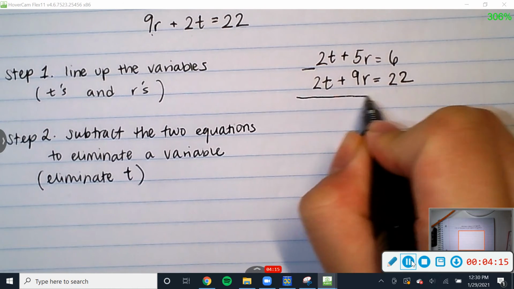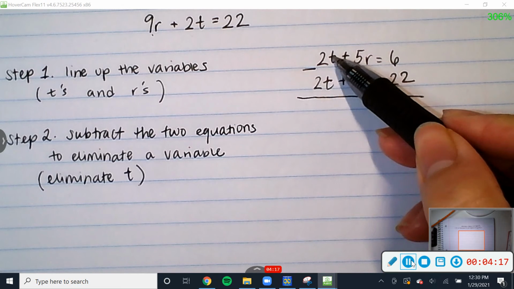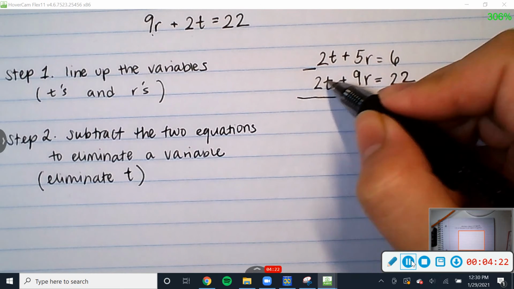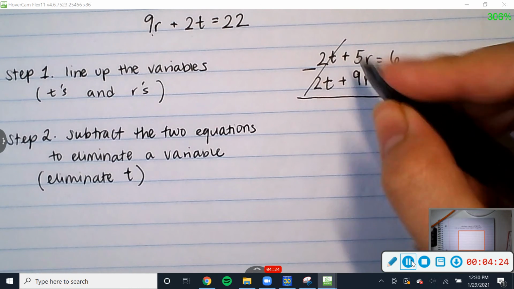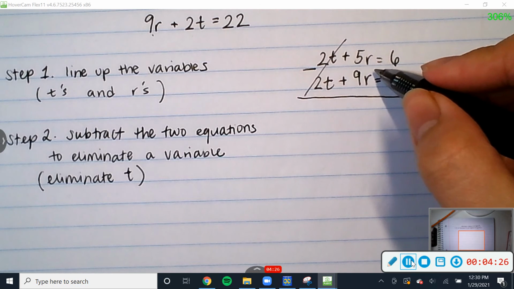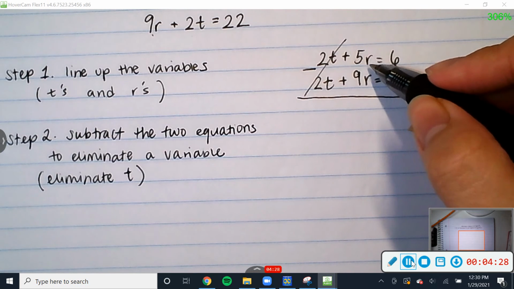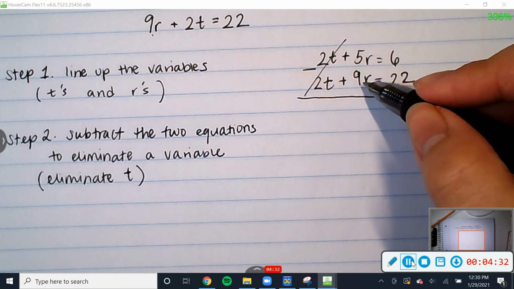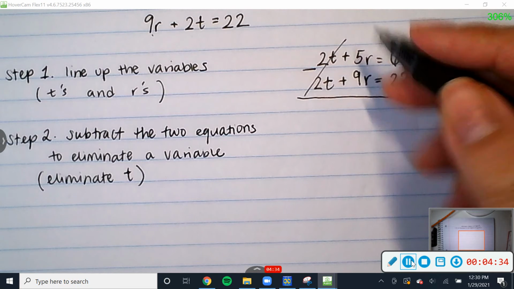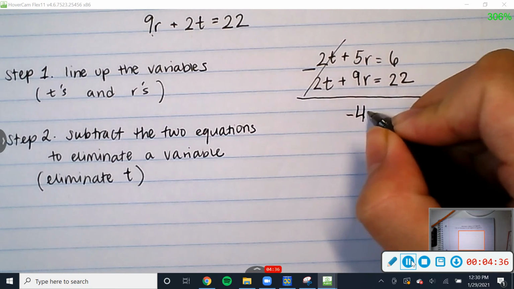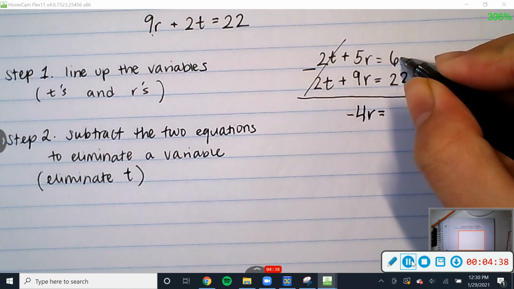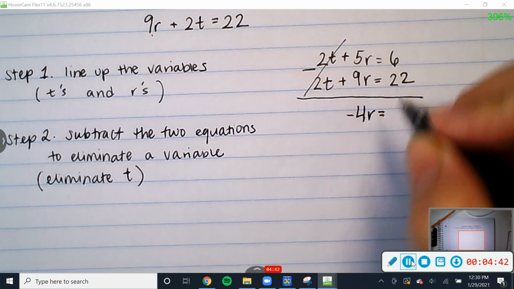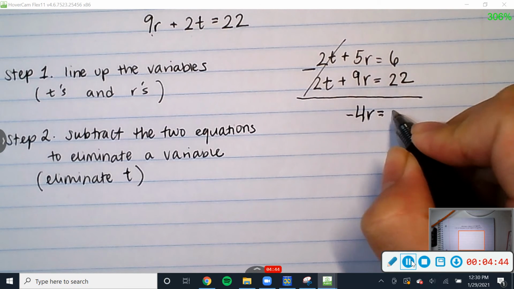So let's take a look at what happens when we subtract. 2t minus 2t leaves us with 0, and instead of writing 0, I'm just going to cross these out and not write anything to avoid confusion. Now I just need to subtract these variables, 5r minus 9r. 5 minus 9 is going to be negative 4r, and then we need to subtract our numbers, 6 minus 22. 6 minus 22 is going to give us negative 16.